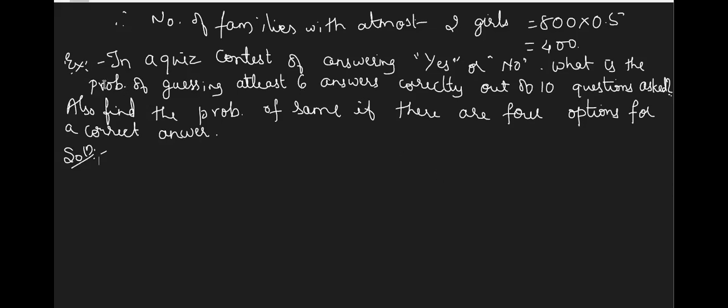Here we have a question where in a quiz contest of answering yes or no, what is the probability of guessing at least 6 answers correctly out of 10 questions asked? Let us concentrate on this first part. So here, how many options are there? First thing we will decide is n. What is n?